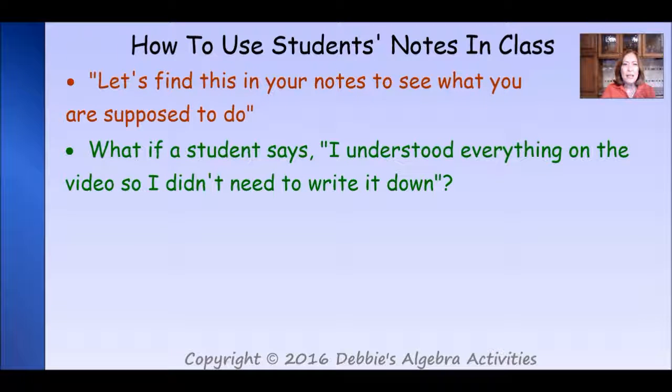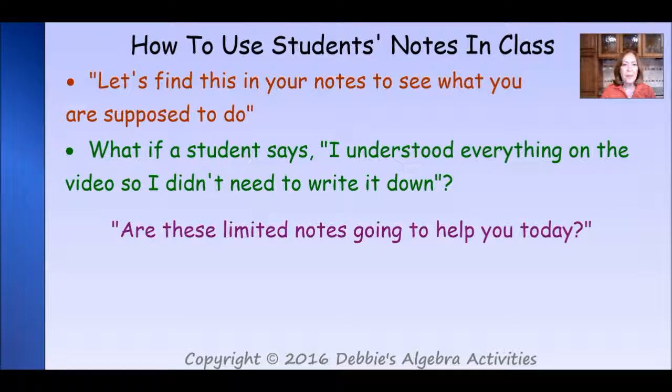What if a student says, "I understood everything on the video, so I didn't need to write it down?" If a student took limited notes, I would say, "Are these limited notes going to help you today?" And when that student asks for help to work an early activity problem, I ask them to open their notes to see an example. When an example is not there, my response is, "That's a problem."